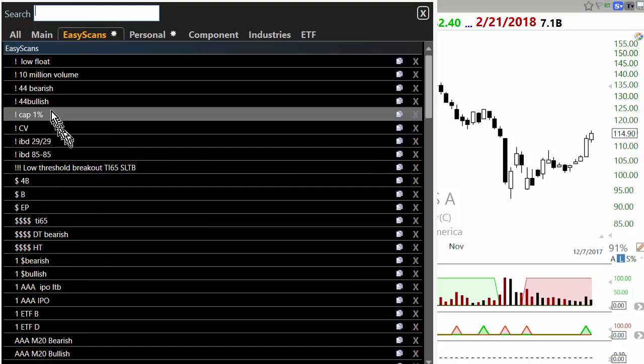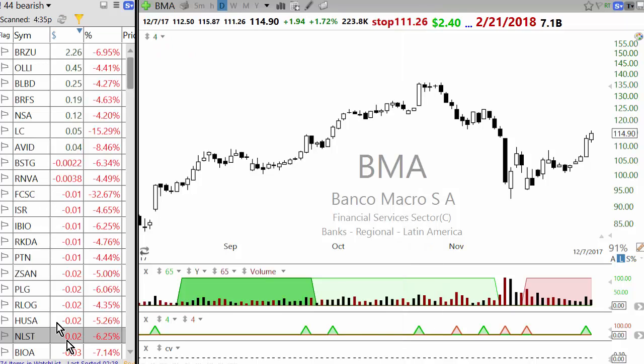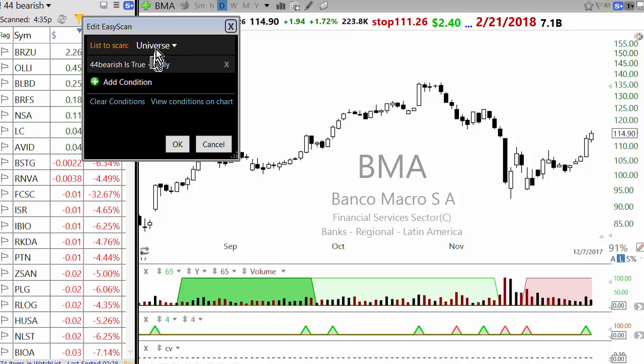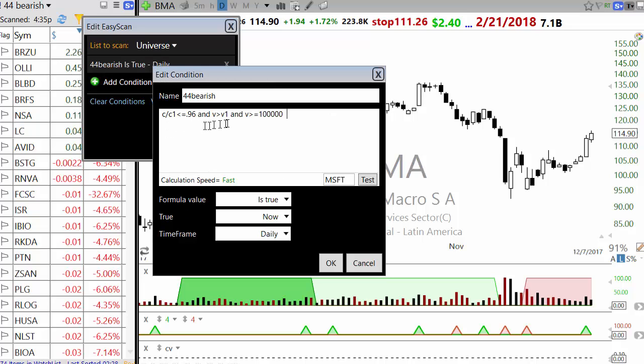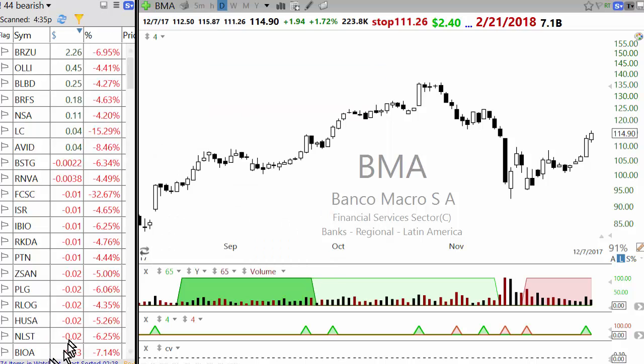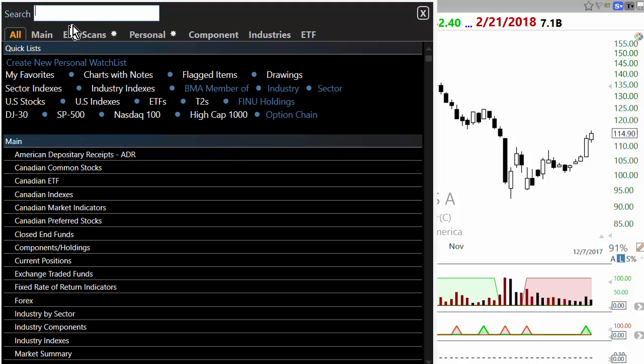Same way I run a bearish scan. If you run a bearish scan today, again the scan is run on the universe, and it is basically the reverse of the earlier bullish condition which we saw, and you're getting around 74 stocks or something like that.